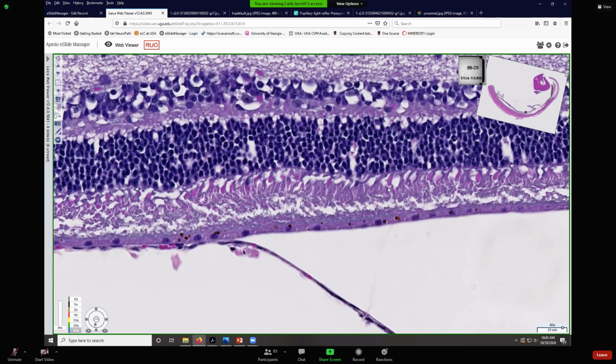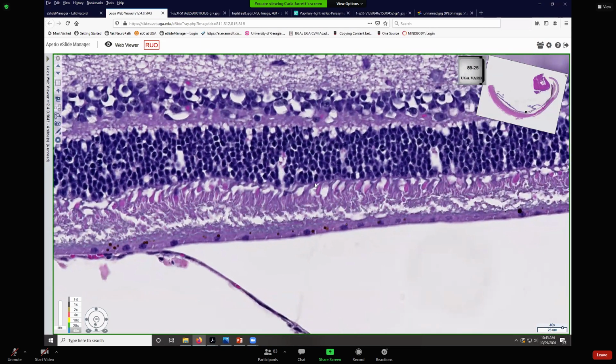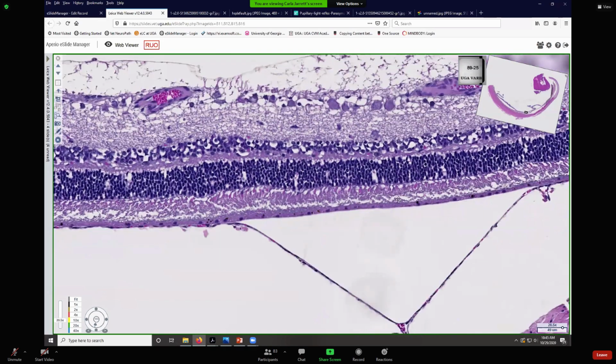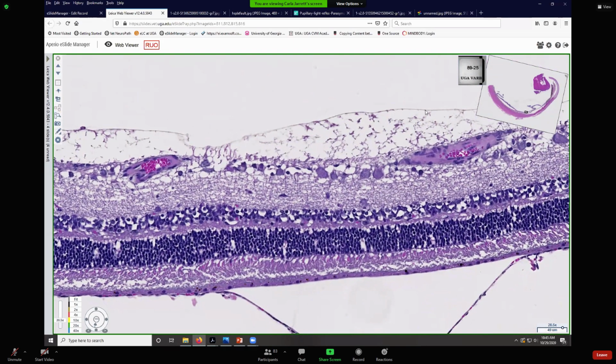Rods we use in low light or night vision, and cones are for color vision and for greater visual acuity. So the sharpness of vision is attributed to cone activity. Next, we have an external limiting membrane, which is right here. We also have an internal limiting membrane. It's kind of like a basement membrane. Here's the internal limiting membrane.